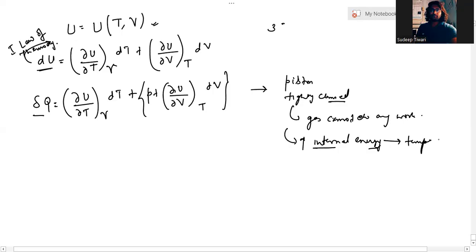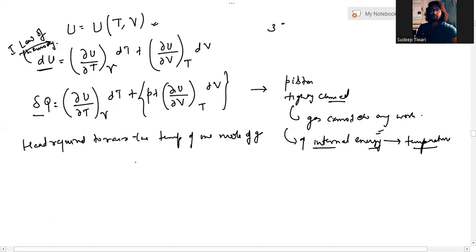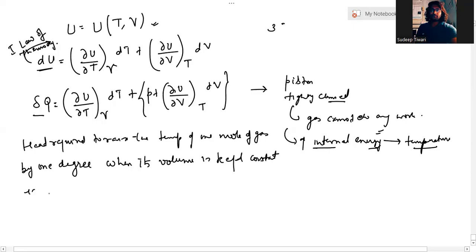For ideal gases, I've already told you that internal energy happens to be a function of temperature alone. Now we will come to a point: the heat required to raise the temperature of 1 mole of gas by 1 degree when its volume is kept constant is termed as the molar heat capacity at a constant volume.